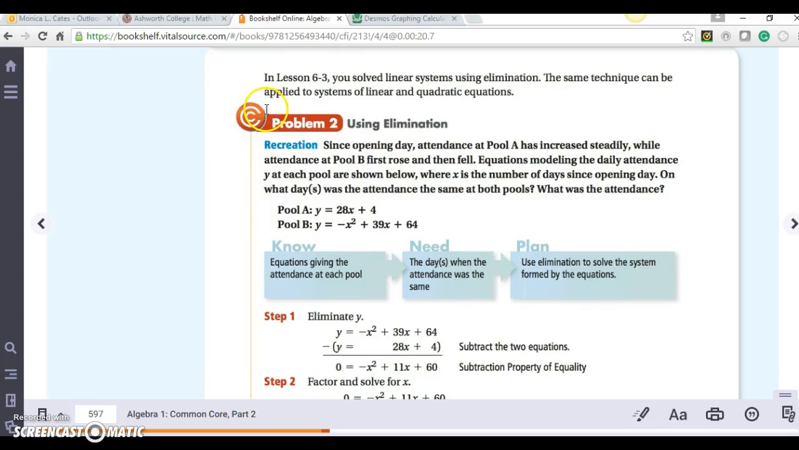Okay, let's take a look at problem 2. In lesson 6-3, you solve linear systems using elimination. The same technique can be applied to systems of linear and quadratic equations. So let's look at problem 2 using elimination.